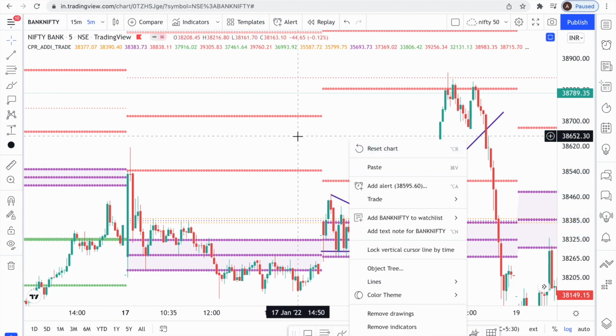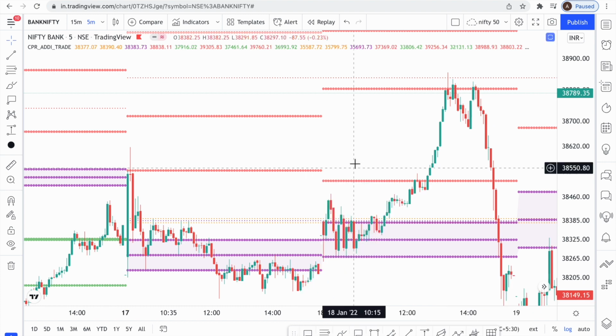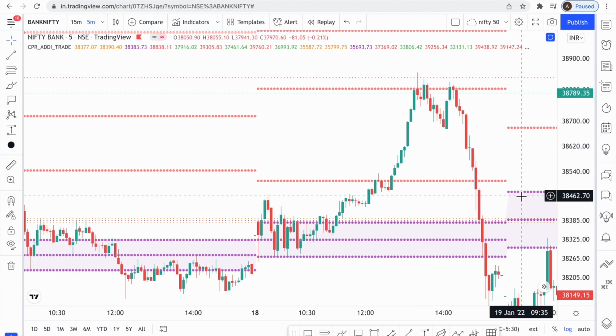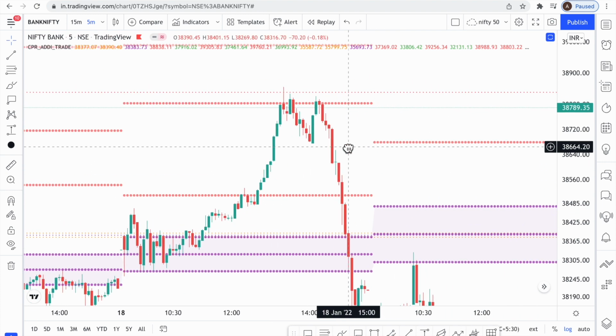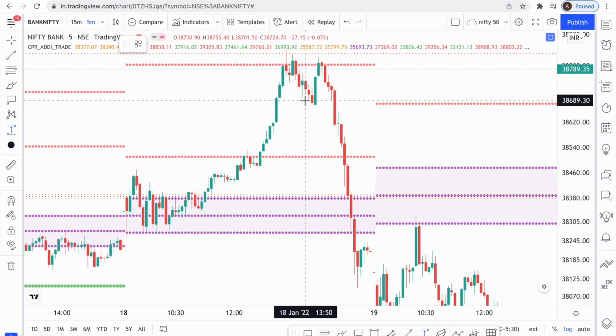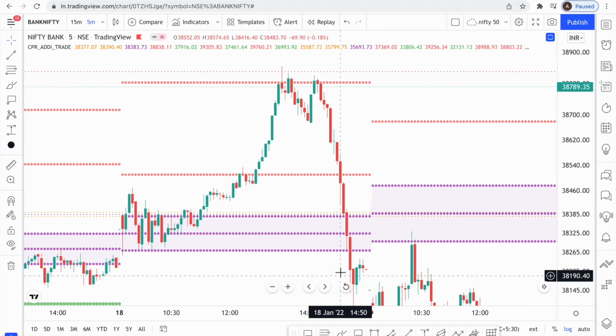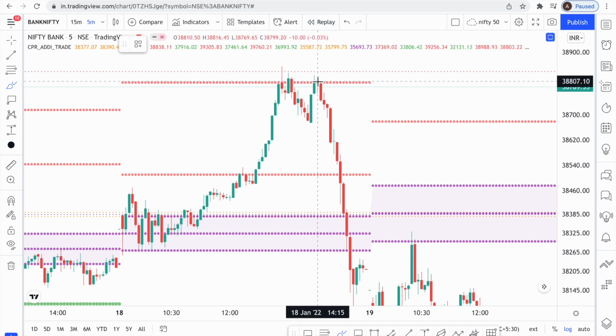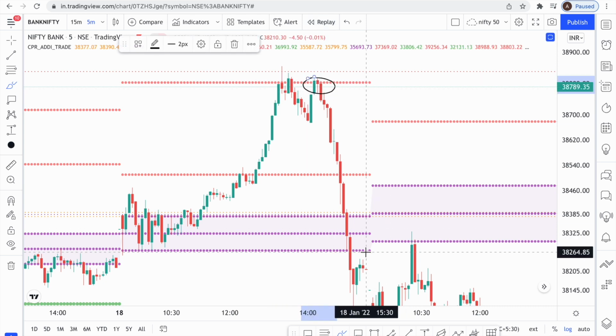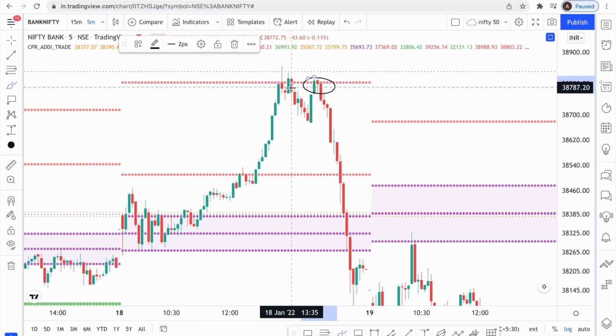There's no point in waiting for the entire fall. In option trading, if somebody had bought futures, they can wait. If you short futures here and keep your stop loss over here at 38,800 itself, you won't be in loss. In options, you can't keep your stop loss. You need to keep trailing and booking profits.